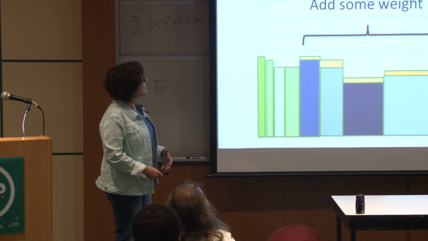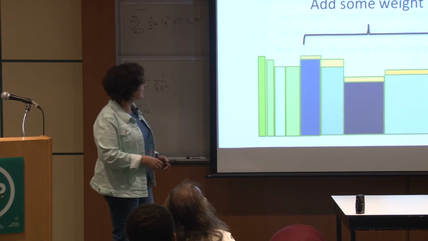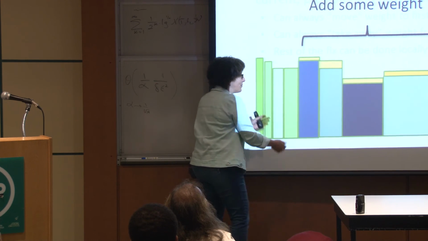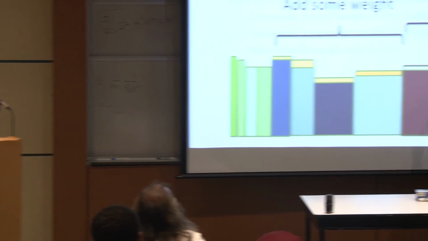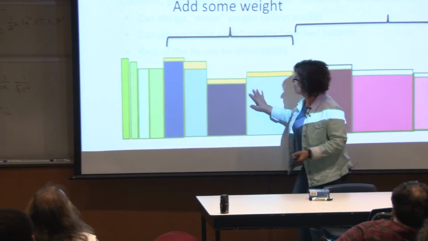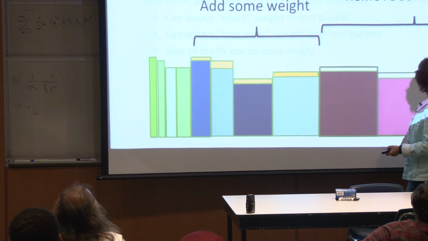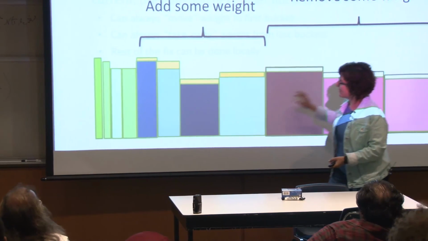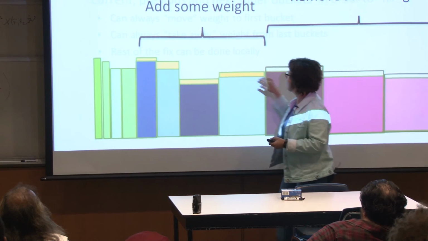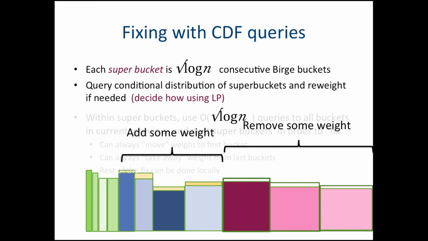And the first thing we're going to do is use the conditional distribution queries to figure out how much weight is in this set of super buckets, how much weight is in this set, and how much is in this set. And once we figure that out, this one has more weight than this one, okay? So I need to add some weight here and remove some weight here, and I need to add enough weight here so that I don't ruin it in comparison with this one. You can do that with an LP. It's very simple, and it's only on log n numbers, square root log n numbers. So you can use an exponential algorithm, whatever you want, okay? But basically, we're going to remove some weight here and put it here.